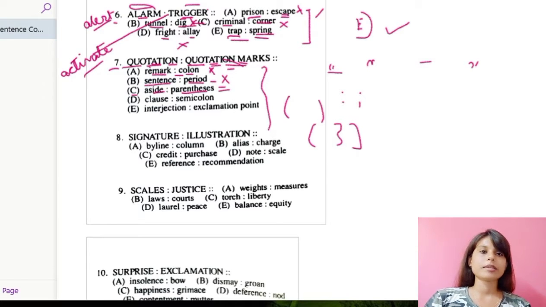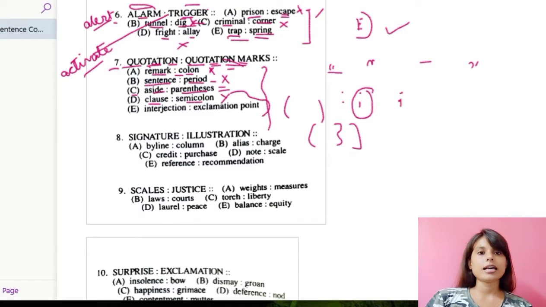Let us check the other options also, because we may find a better option. Clause and semicolon. Now clause means section, and semicolon I have already shown you, that is a full stop and a comma, so that is semicolon. So clause and semicolon, no, it's not going with the question.